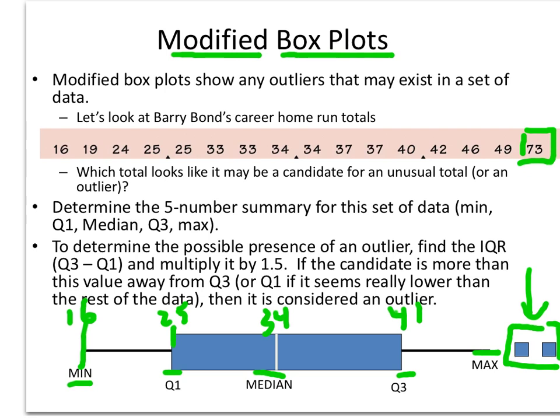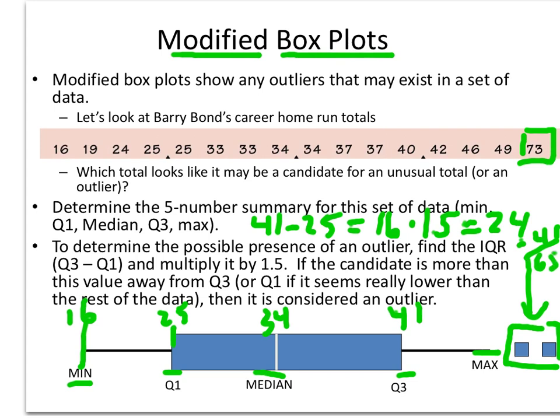To determine whether 73 is an outlier or not, remember, I have to go Q3 minus Q1. So 41 minus 25 is 16. I'll multiply that by 1.5, which comes out to be 24. I'm going to add that to Q3, so 24 plus 41 gives me 65. This turns out to be the boundary that determines whether outliers exist or not. So in this case, 73 is an outlier. My maximum then becomes the biggest number that's not an outlier, which is 49. We actually only have one outlier in this set, and it would be at 73.